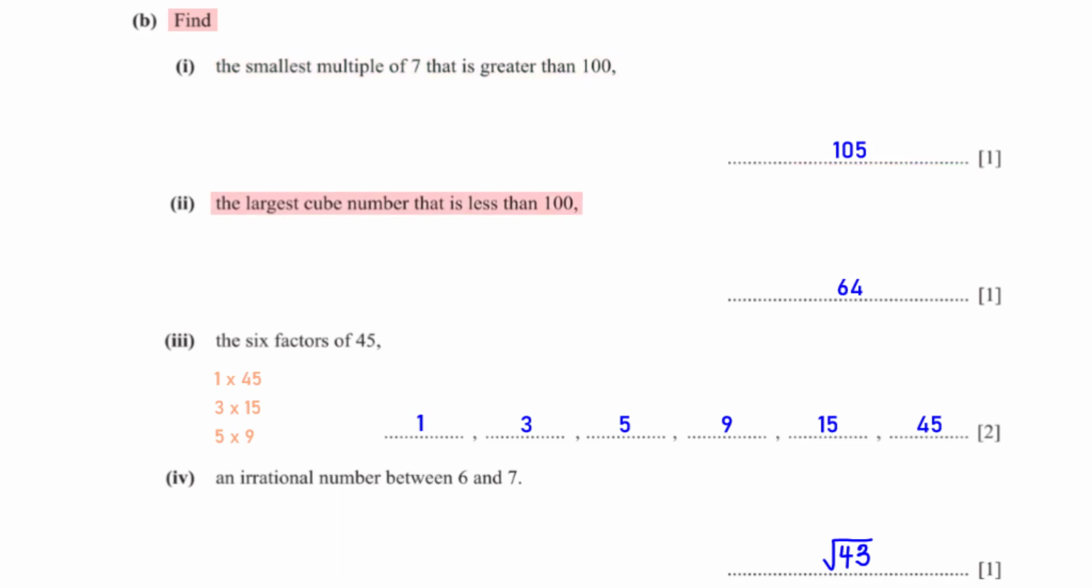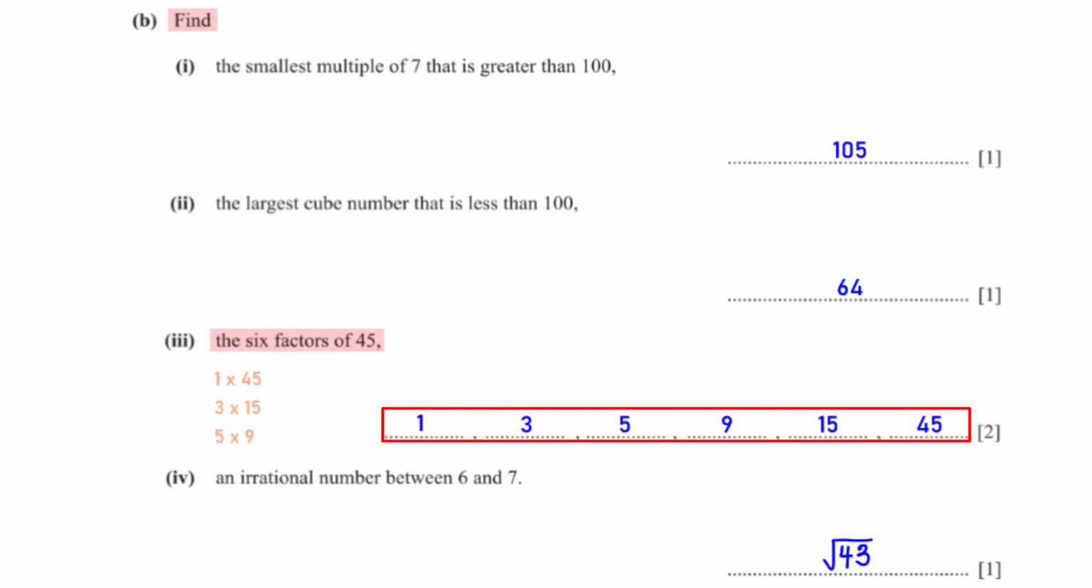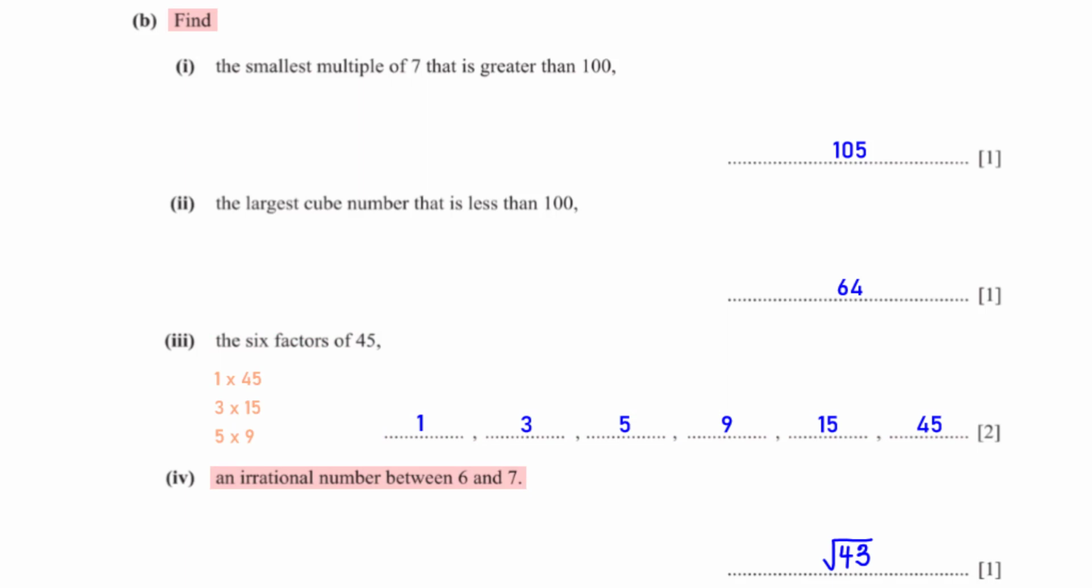Find the largest cube number that is less than 100. This number is 64. 4 cubed gives us 64. Find the 6 factors of 45. We can get the factors of 45 by first listing the numbers that multiply to give us 45. From this, we see that the factors of 45 are 1, 3, 5, 9, 15, and 45. Find an irrational number between 6 and 7. An irrational number in this range is square root of 43.